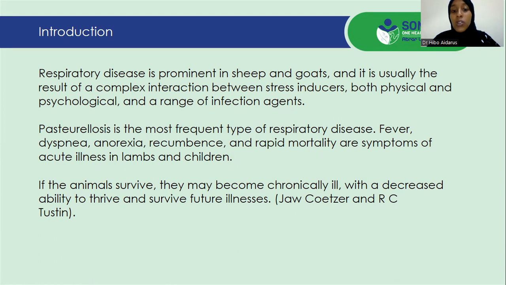Pasteurellosis is the most frequent type of the disease in small ruminants. Fever, dyspnea, anorexia, recumbency, and rapid mortality are symptoms of acute illness in lambs and kids. If the animals survive, they may become chronically ill and carry the disease to other healthy animals if they are not treated well or not vaccinated well.